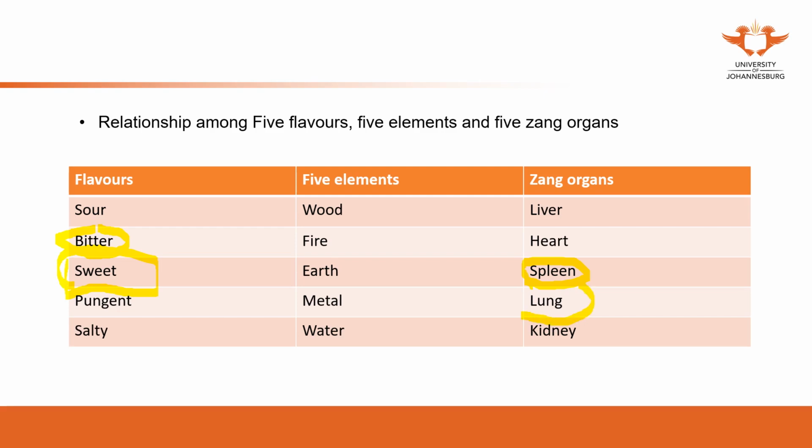Some patients suffer from lungs problem. Some patients suffer from spontaneous sweating because the lung is in charge of the superficial. Then we can use pungent. Patients suffer from kidney problem. We also can use something salty, or we use the salt or the salty water to process the herbs, to make the herbs go to the kidney specifically. So that's the application of the 5 elements.